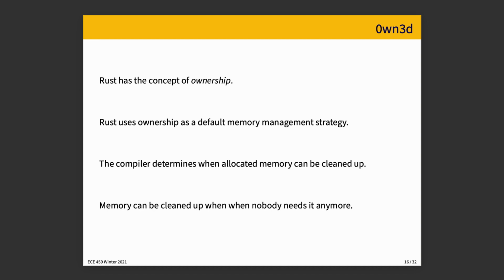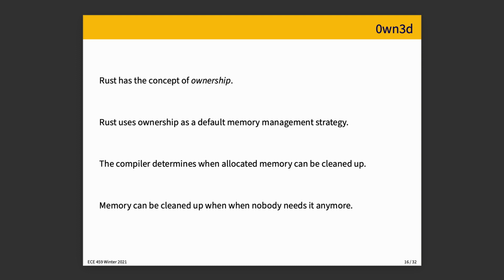So the compiler can determine, at compile time, obviously, when allocated memory can be cleaned up. There's a little complication to that in that deallocation might be compile time conditional, in that the compiler inserts some code specifically saying when to deallocate it. That's fine, but it makes a determination of when this should happen. And memory can be cleaned up when nobody needs it anymore.